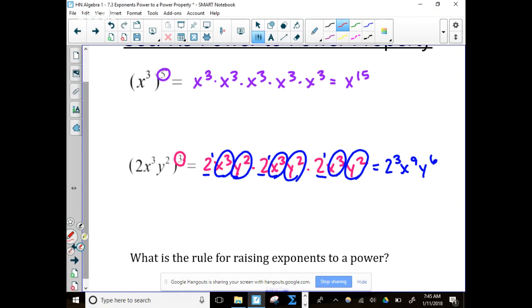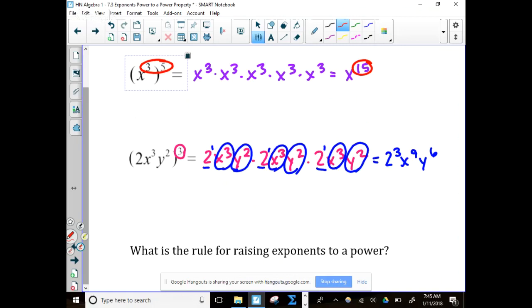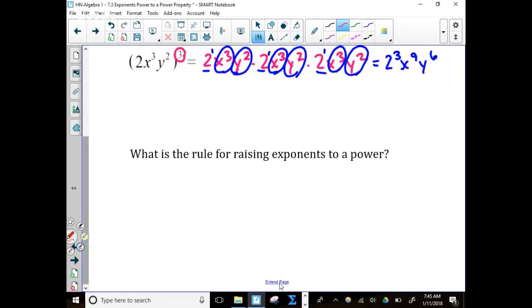Okay, so again, if we were in class, I would ask you what is the shortcut here? Looking at it, what's the relationship of what's happening with the exponents here to get to 15? So hopefully you notice that they are being multiplied together. So if you have an exponent to an exponent, or a power to a power, you are going to multiply the exponents.